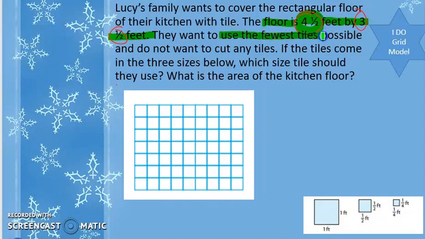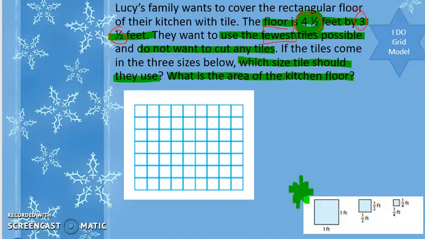And they want to use the fewest, which is a key word there, fewest tiles possible. And they do not want to cut any of these tiles. So if the tiles come in the 3 sizes below, which size tile should they use? And we want to know what is the area of the kitchen floor. So we want to know the size of the tile that should be used, and we want to know the area of this kitchen floor.